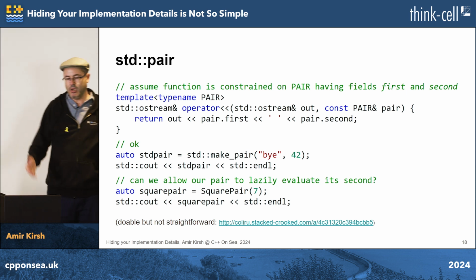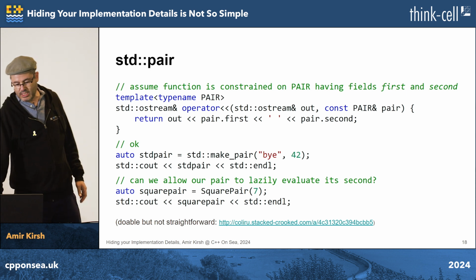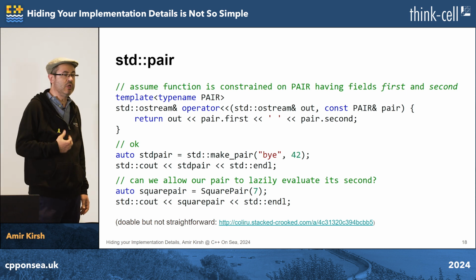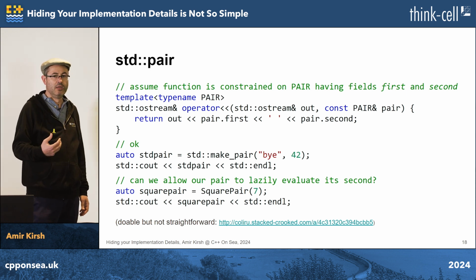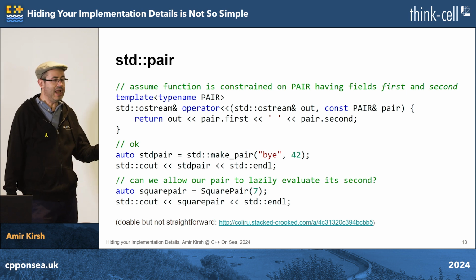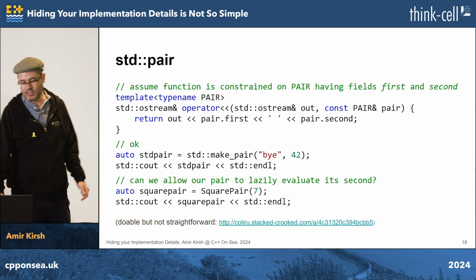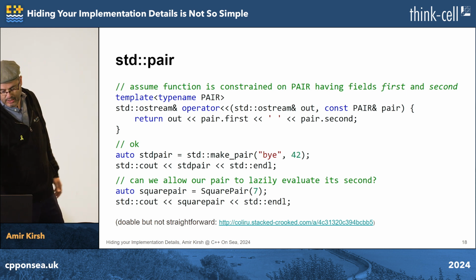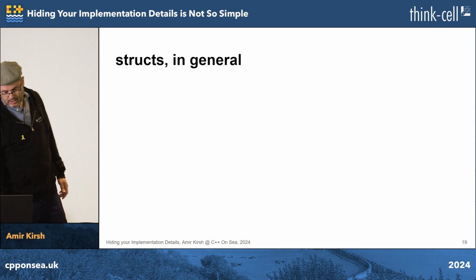Now, once pair started with first and second being public, if we want to imitate a pair, we are stuck with, okay, we also have to go with two public members. And again, we can play with that, but it would not be as nice and as simple as two public functions in the class.